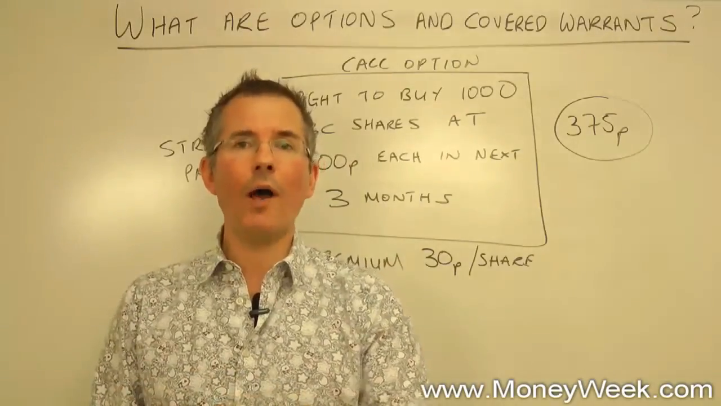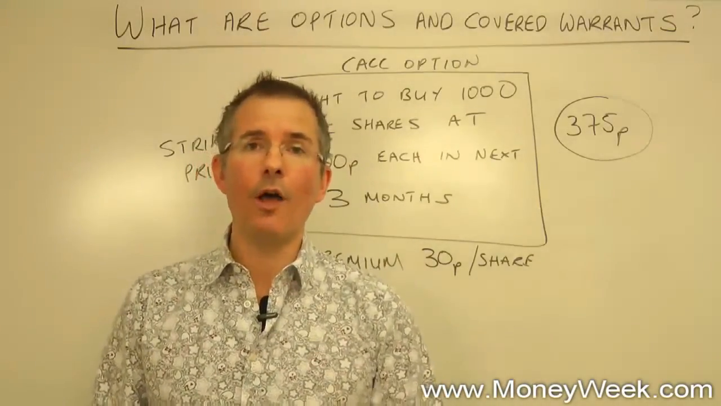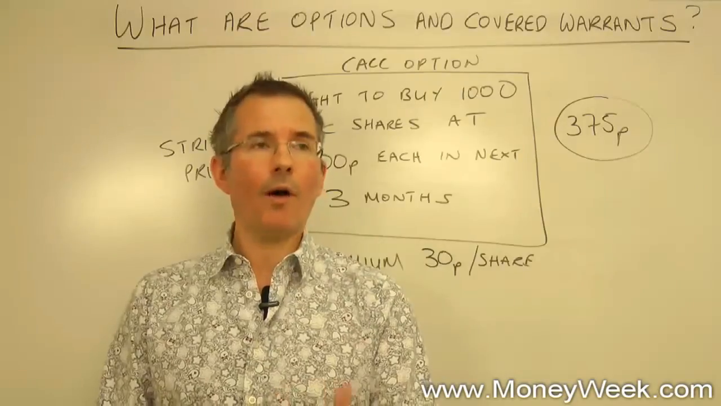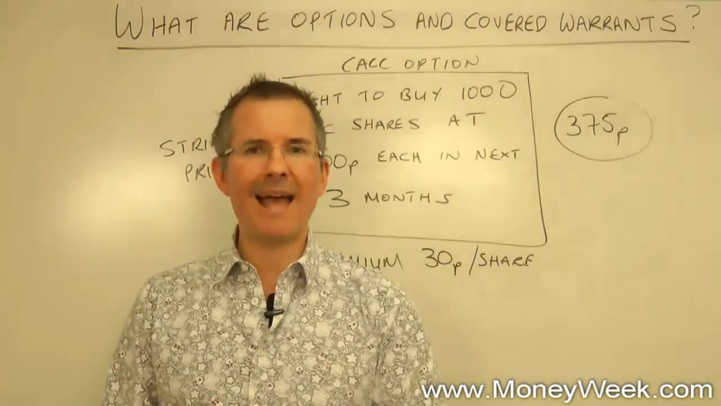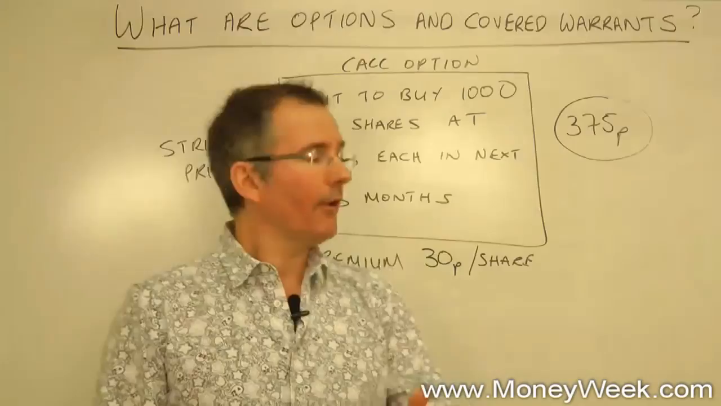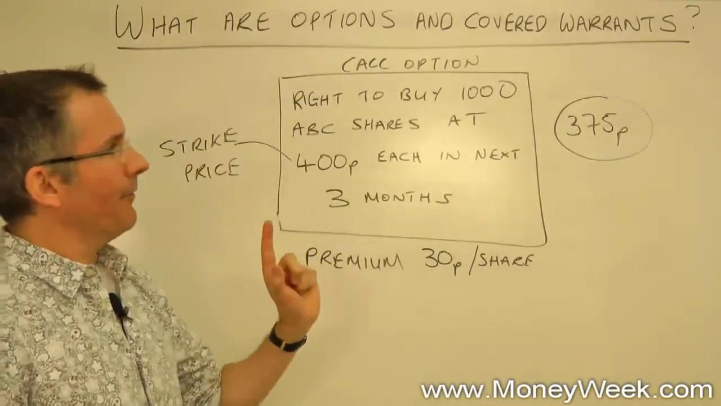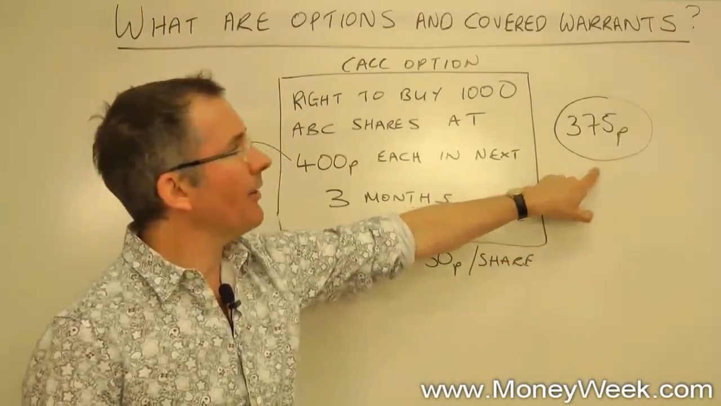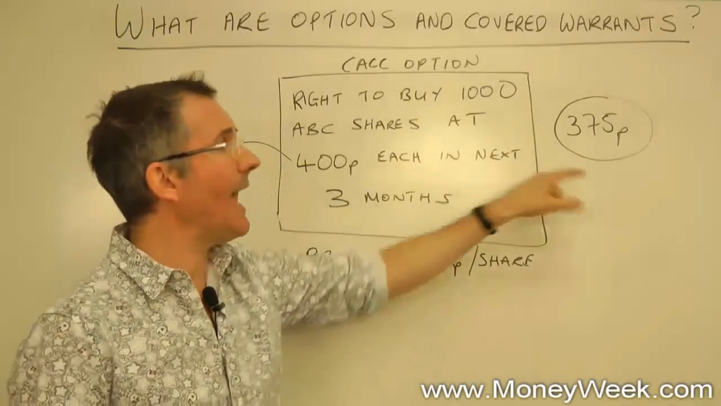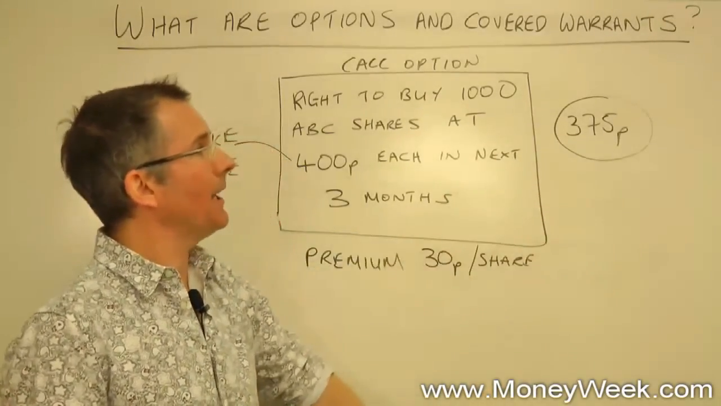So the question is, why did that mug who just walked in through the door buy the option? Like, why did they just give me £300 for a piece of paper? That's mad. There must be something in it for them. And the answer is there is. If the share price now takes off, which is what they're gambling on, if you like, they can make money.